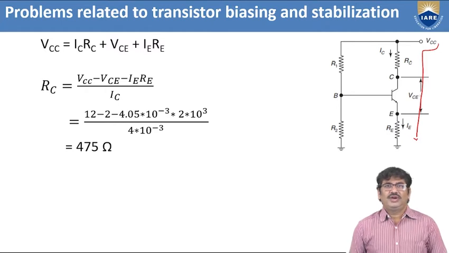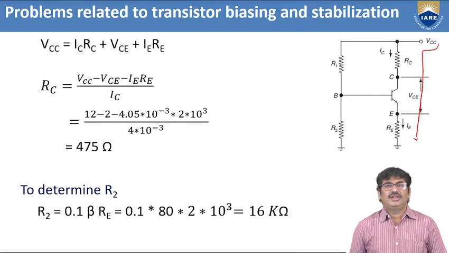Next, we need to find out what is R1, R2. Before that, we will take the determination for R2. How we can take the R2 value is, we will take a condition assumption that R2 value usually we have to select as 0.1 beta times of RE. So this is condition for proper biasing circuit. We need to select R2 is equivalent to 0.1 times of beta into RE. Substituting beta and RE, we will get as 0.1 into 80 into 2 kilo ohms. We will get 16 kilo ohms as R2.